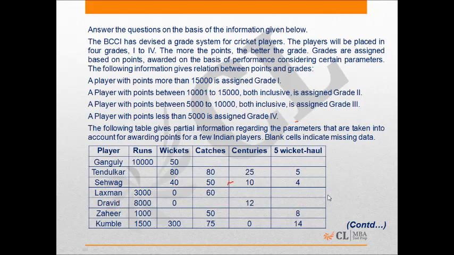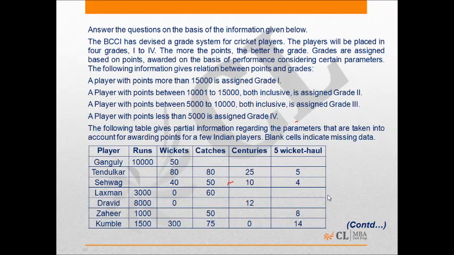A player with points between 10,001 to 15,000, both inclusive, is assigned grade 2, and so on. The following table gives partial information regarding the parameters that are taken into account for awarding points for a few Indian players. Blank cells indicate missing data.